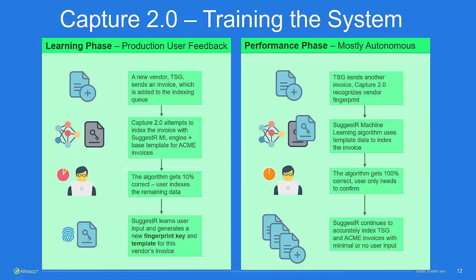The next time that TSG sends an invoice, Capture 2.0 recognizes the vendor fingerprint. The Suggester engine uses the combined template data of the base template and the new TSG template to attempt to index the invoice. The algorithm gets 100% correct, and the user only needs to confirm. Without any admin intervention, Suggester continues to accurately index both TSG and Acme invoices with minimal or no user input.